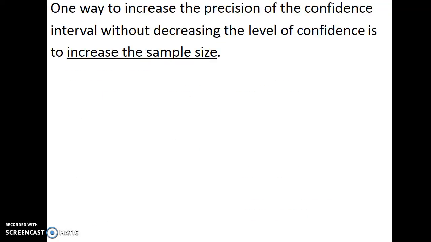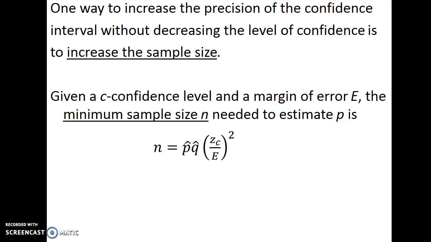One way to increase the precision of a confidence interval without decreasing the level of confidence, meaning I want to be more precise, but I don't want to change my level of confidence, I don't want to go down to 90% instead of 95%. One way to fix that is just sample more people. So if you want to find your minimal sample size, if you're given a confidence level that you have to keep and you're given a margin of error that you have to keep, this is your formula for it.